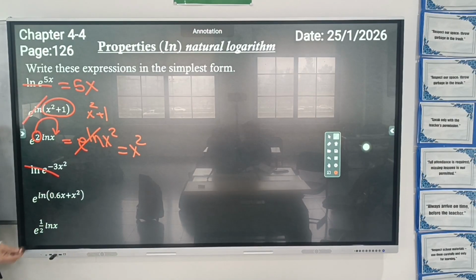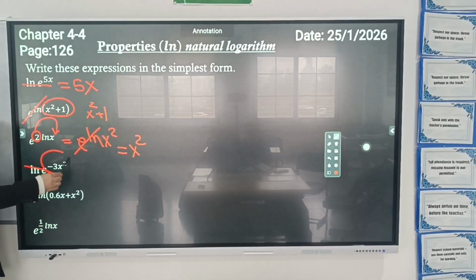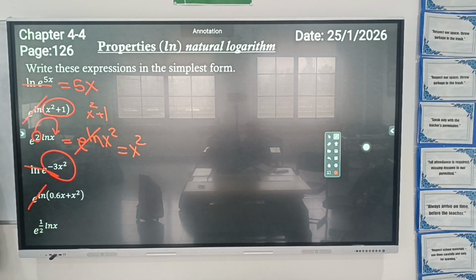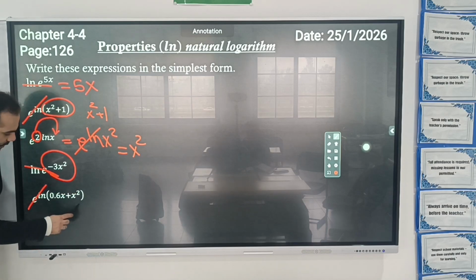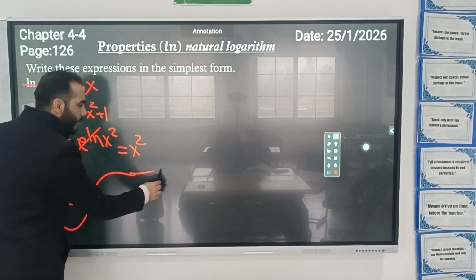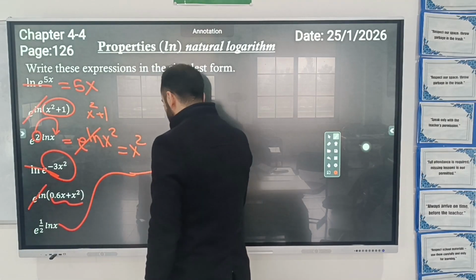Next one, e and ln will kill each other. What will remain? Negative 3, x powered by 2. And this one as well, e and ln will cancel each other out. What will remain? 0.6x plus x squared. So that is the result after simplifying. This is the story of the third question. It has the same story.